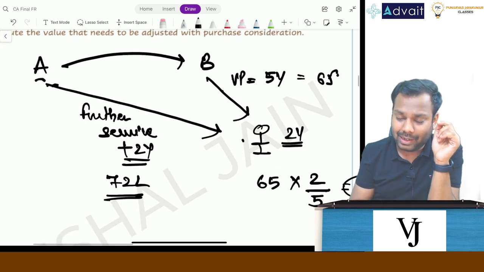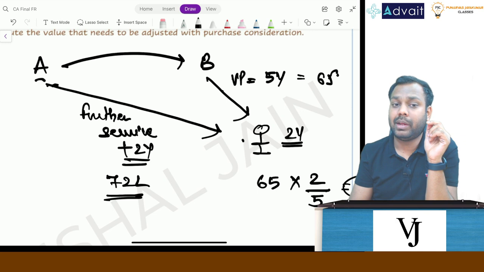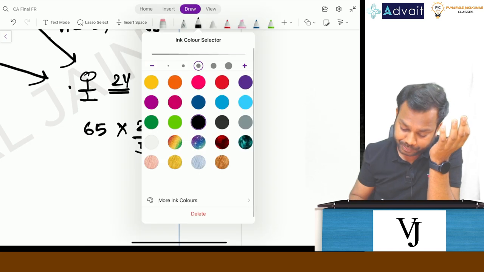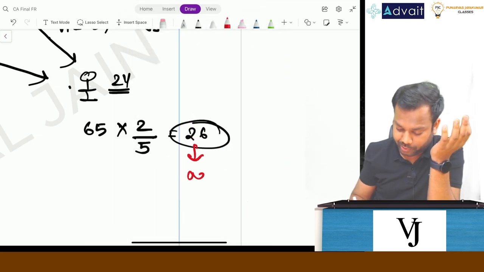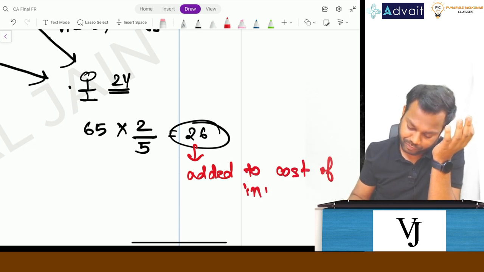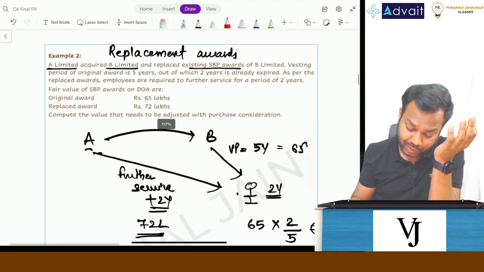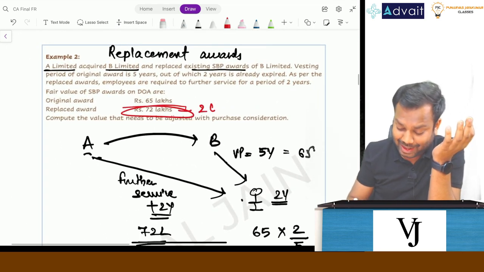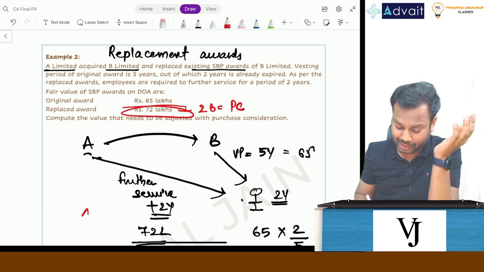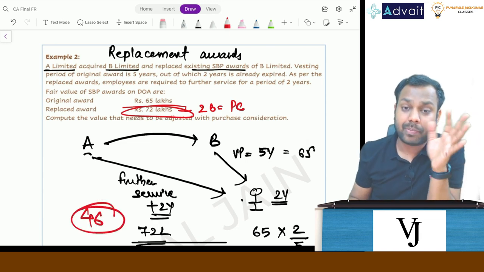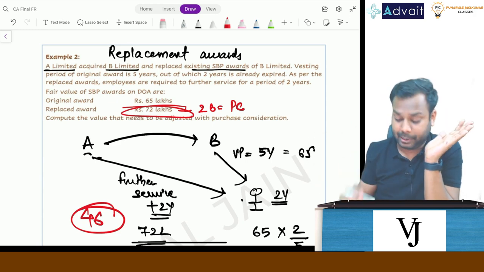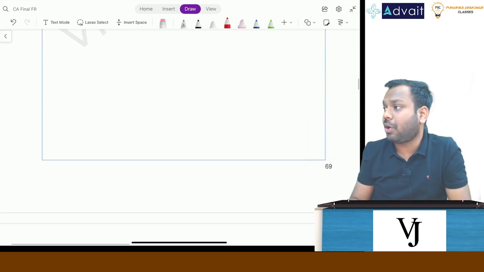So what is happening? A Limited is settling a portion of the liability of B Limited. That is added to the cost of investments. So this 26 will be added to the cost of investments. But now understand, what is the fair value of the replacement award? 72 lakhs, out of which 26 lakh was added to the PC. So what is the remaining? 72 minus 26 is 46 lakh. This 46 lakh will be accounted as per Ind AS 102 subsequently. I hope that is clear to all of you.